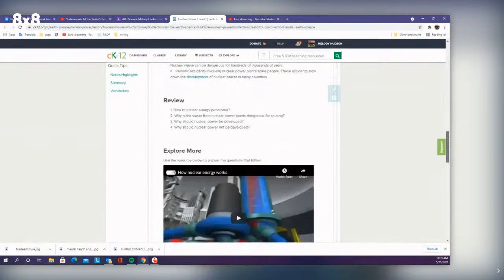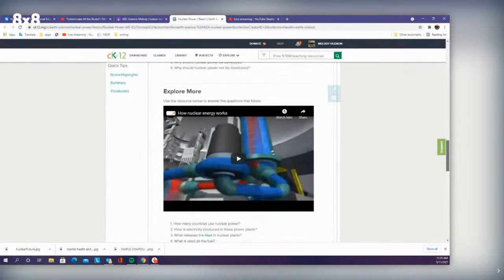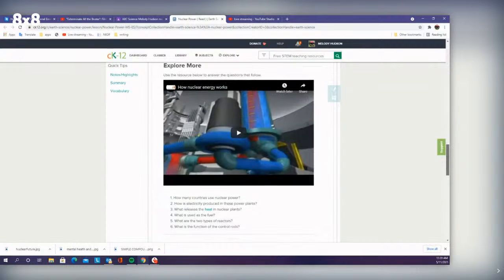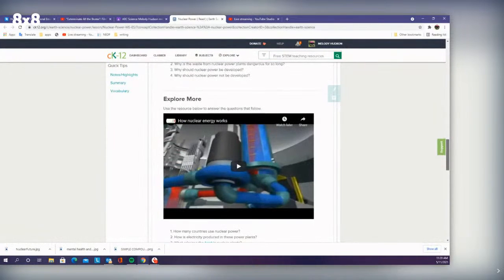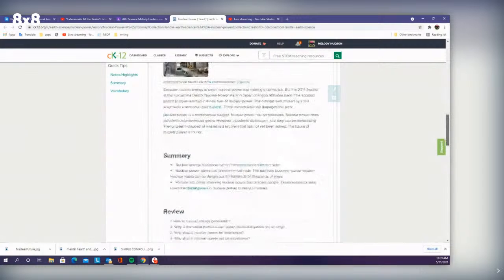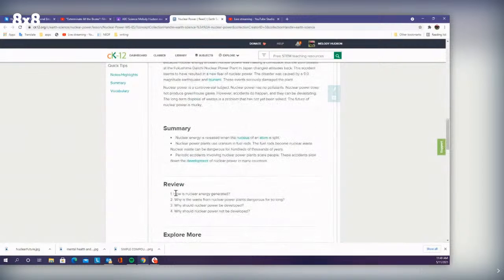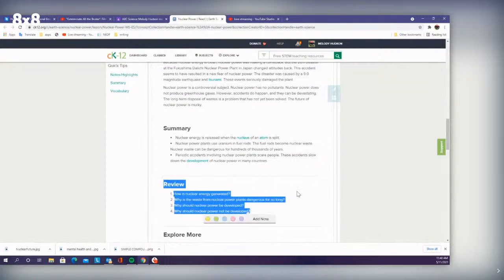If you want to explore more, you're welcome to watch that, where they talk about how many countries use nuclear power, how electricity is produced, what releases the heat, what is used as the fuel, what the two types of reactors are, and what the function of the control rods is. You can look at that on your own for deeper understanding. However, what I want you to focus on are these review questions. Okay, so take a look at that.